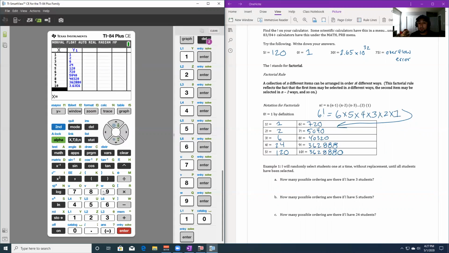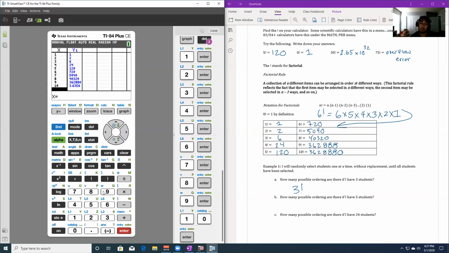So, example 1: I will randomly select students one at a time without replacement until all students have been selected. How many possible orderings if I have 3 students? Well, that would be 3 factorial. We're not replacing the students, right? We pick one, and then we choose another one, and then another one. So that would be 3 factorial, which from above is 6.